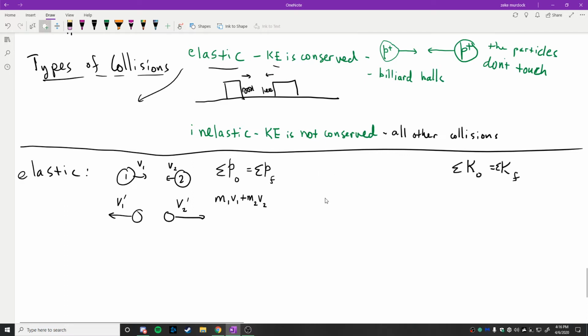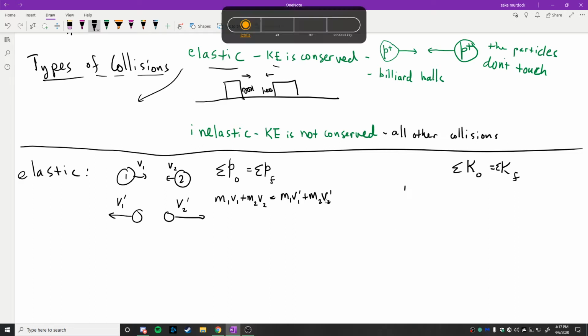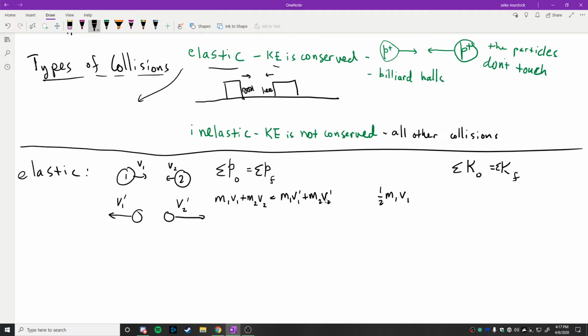So this should be equal to m1 multiplied by v1 after the collision plus m2 times v2 after the collision. And then over here, we're going to have kinetic energy conservation, right? So that's going to say, move this over a little bit, 1/2 mass 1 times velocity 1 squared plus 1/2 mass 2 velocity 2 squared. And then this is equal to 1/2 m1 v1 prime squared plus 1/2 m2 v2 prime squared. Okay?